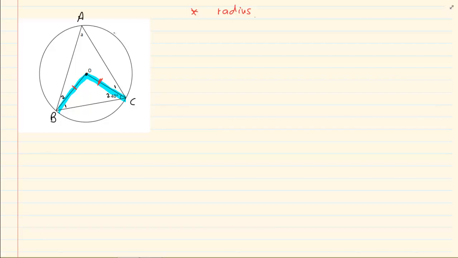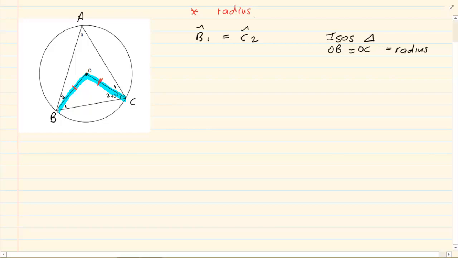Now what do we have? We have that B1 would equal to C2. Why? Because it's an isosceles triangle. How do I know it's an isosceles triangle? Because OB is equal to OC, which is equal to radius. That would mean B1 is equal to 40 degrees.